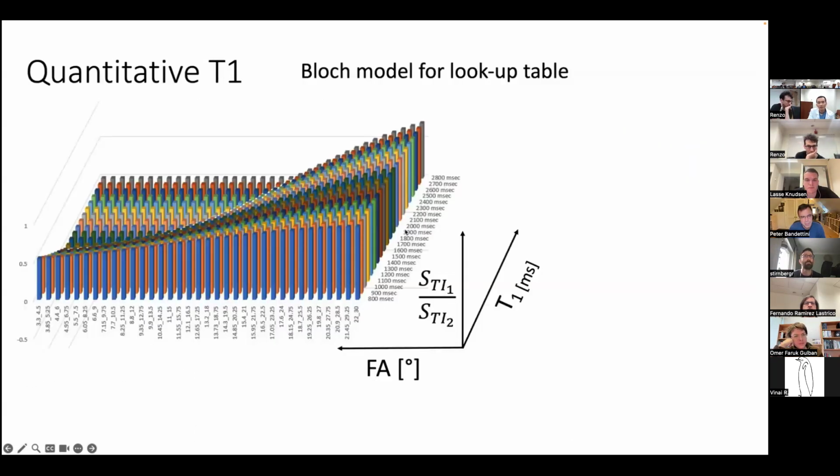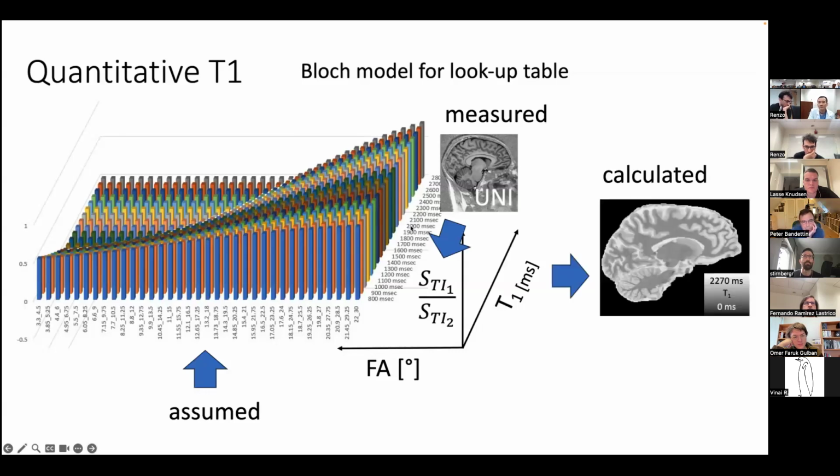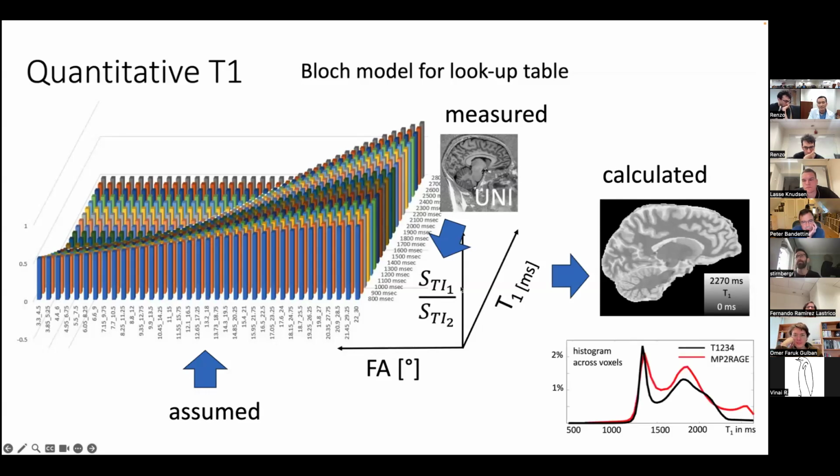This blocked model can then also be inverted by means of a lookup table to convert measured signal ratios into quantitative T1 values. This has comparable T1 histograms as we would expect from MP2RAGE.